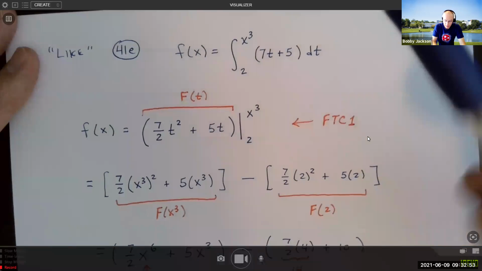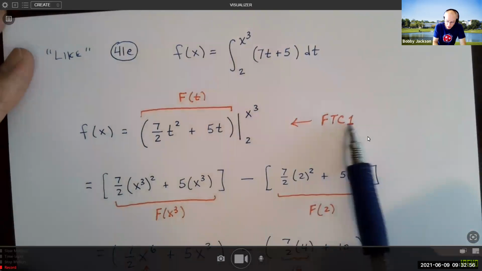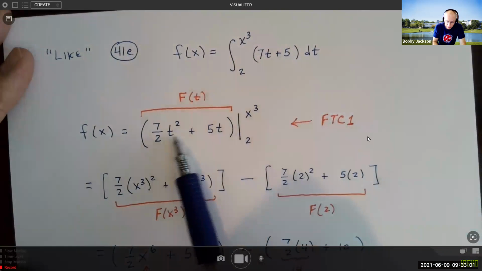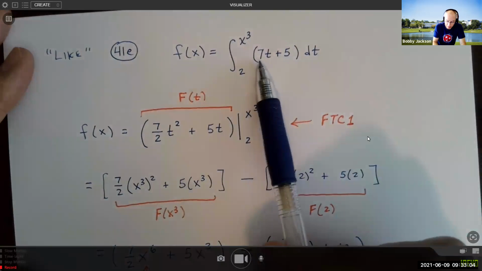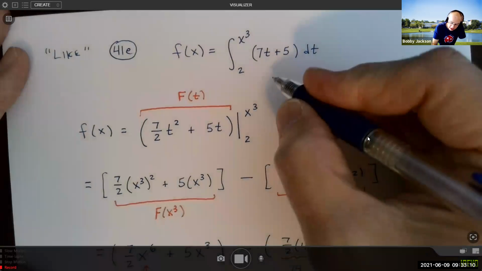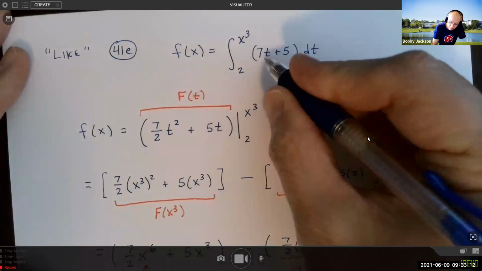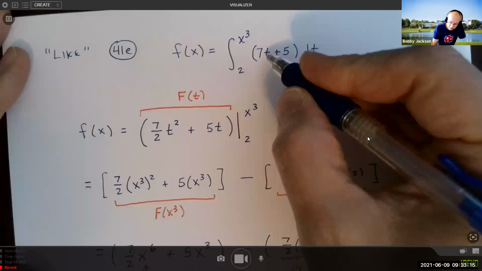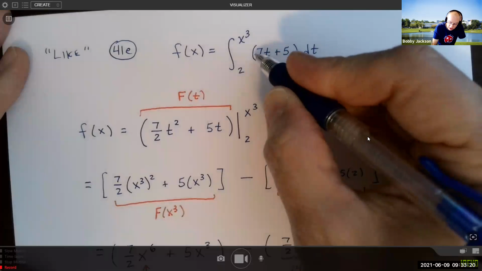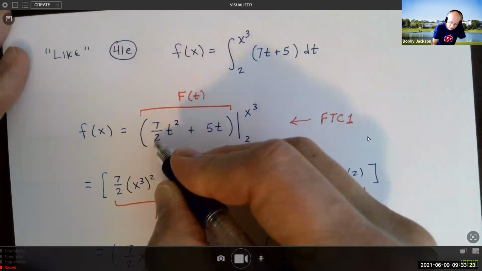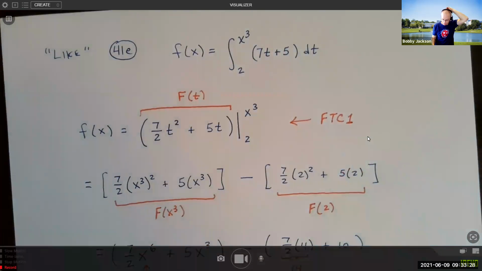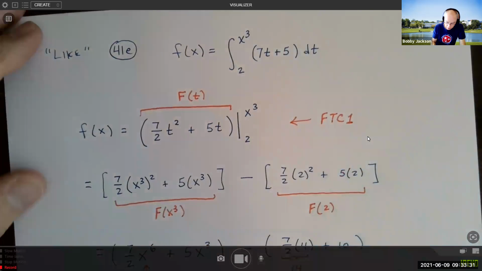So what do we do here? Well, first of all, we're going to use the fundamental theorem of calculus part 1. We're going to find the antiderivative of 7t plus 5. I hope most of you are really good at getting the antiderivative. So the antiderivative of 7t plus 5 is 7/2 t squared plus 5t. Of course, that comes from the fact that if I do the antiderivative of 7t, the 7 comes out, and then the antiderivative of t is what? By the power rule, add 1 to the power: t squared over 2. So 7 times t squared over 2 is 7 divided by 2 times t squared. And of course, the antiderivative of 5 is 5t.